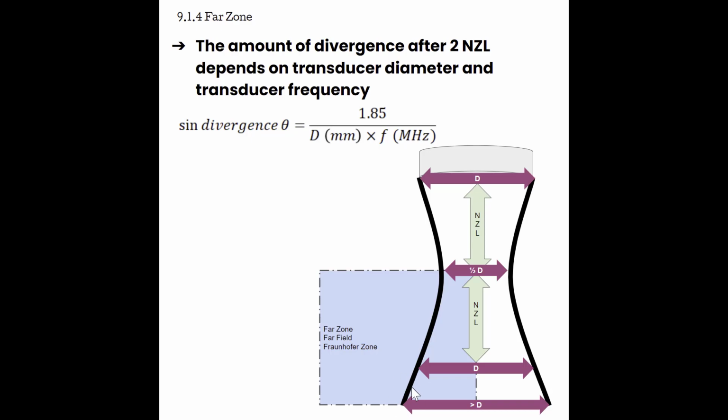So we will talk a little bit more about the relationship of how much divergence occurs in a couple sections. So we're going to put this formula in our back pocket for the time being. Just remember that the far zone starts at the focus, widens or diverges to the crystal diameter, two near zone lengths into the beam, and then after that it just keeps diverging.